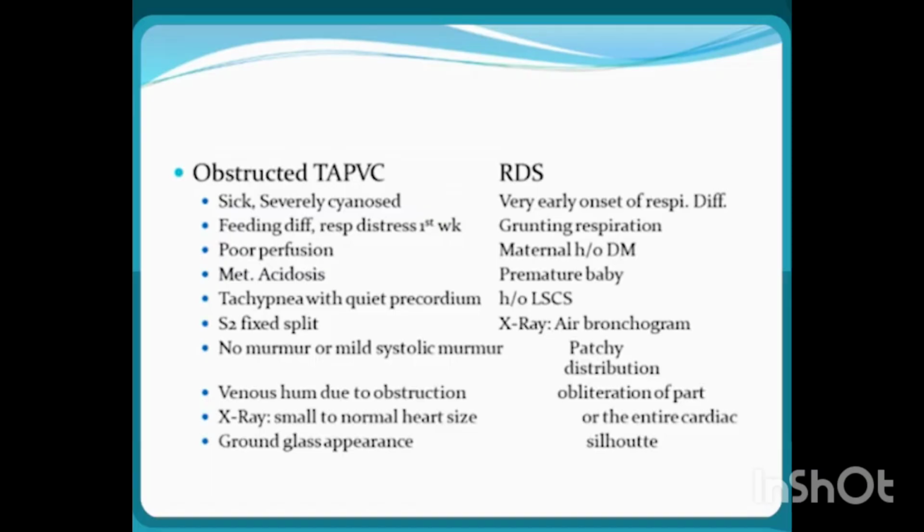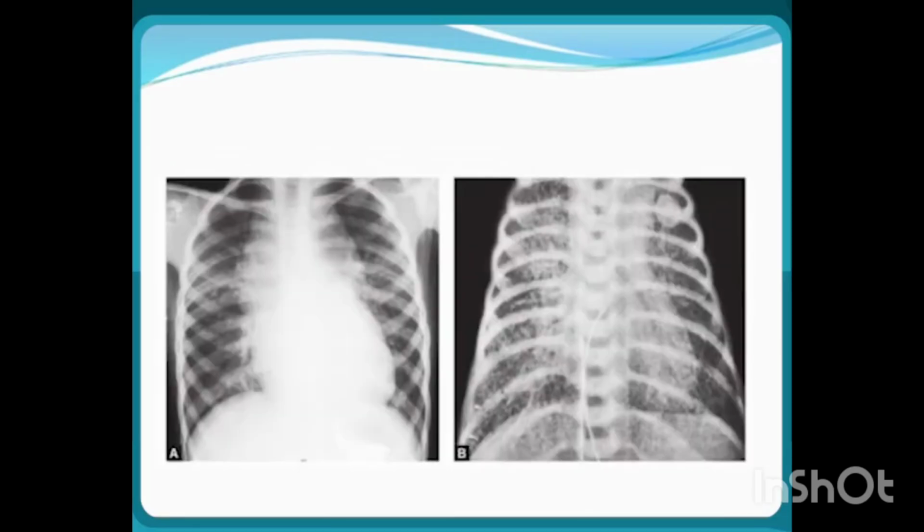In the RDS situation, this is a very early onset respiratory distress, grunting respiration is there, maternal history of diabetes mellitus, premature baby, this will happen more commonly in premature babies, history of LSCS may be there, and on X-ray you can see air bronchogram, patchy distribution, then obliteration of the part of the entire cardiac silhouette. So the left side of the X-ray is this TAPVC X-ray, and the right side of the X-ray is RDS situation. This is ground glass appearance of the patient.